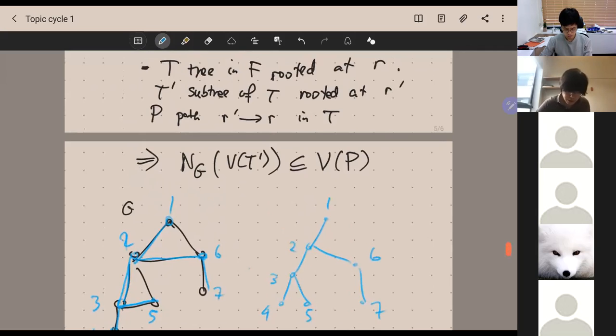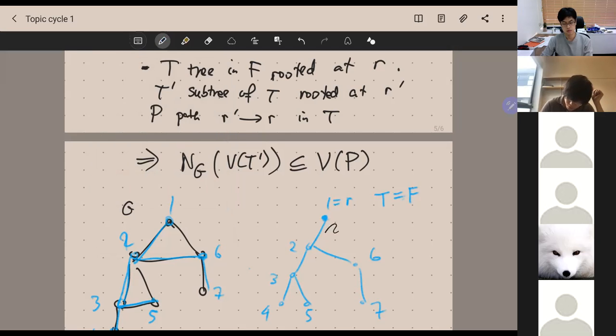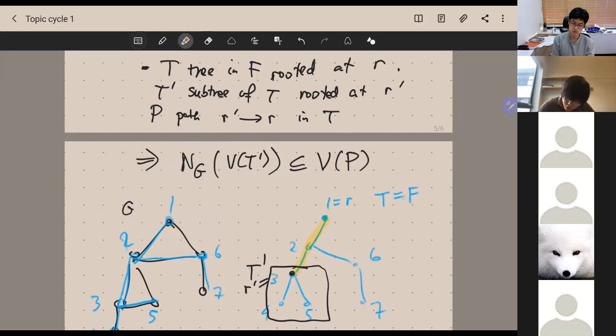Okay, let's look at this statement. It says let's take a tree. So this is our tree in F. Actually, in this particular case, they are equal. We only have one component, rooted at R. So this is our root R. Now you take a subtree. I take a subtree, let's say this one. This is my subtree T prime. So here, 3 is my root, right? So 3 is R prime. So this is our path P.